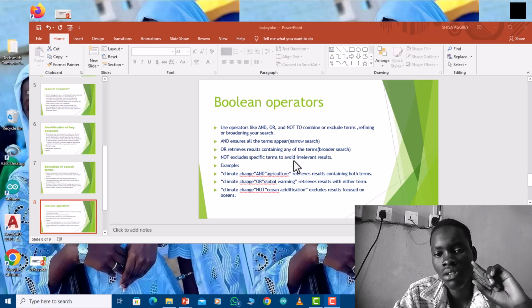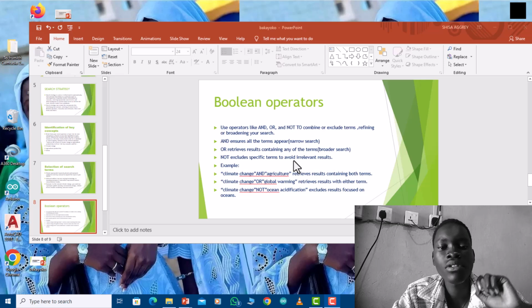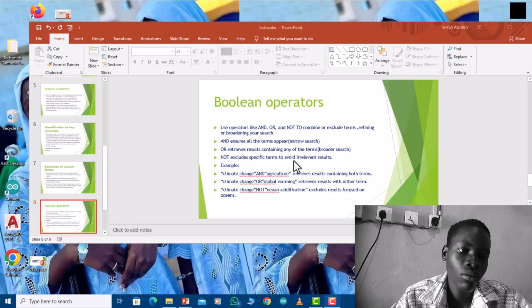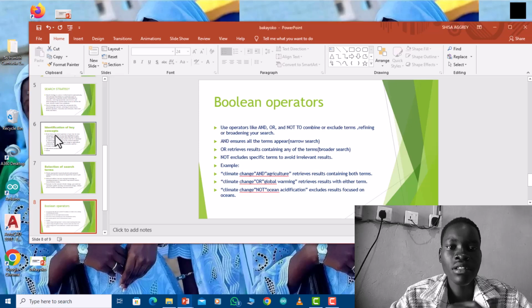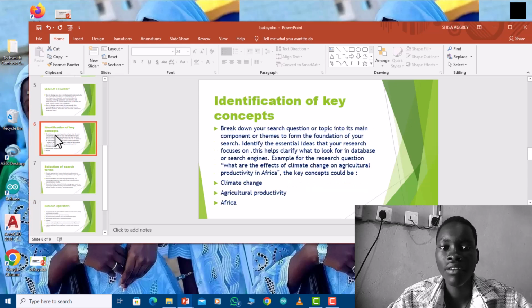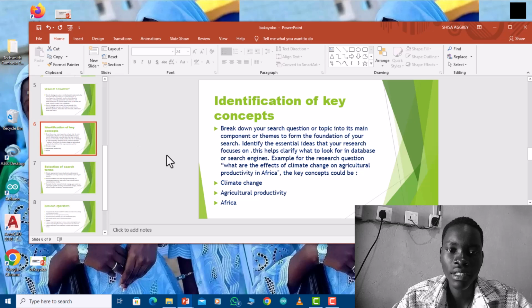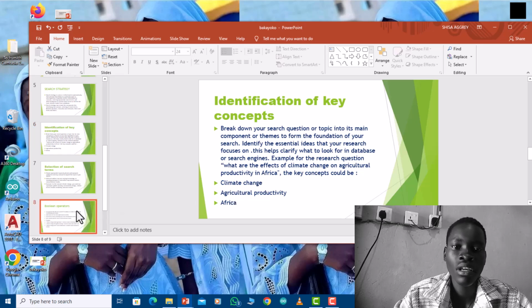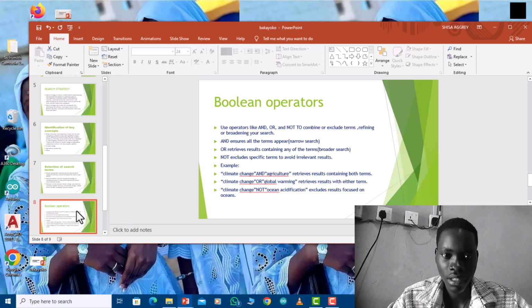Actually, you need not forget the key terms, the key terms you have to include. I told you in our slide number 6 about identification of key concepts. You have to break them down accordingly, do we still remember, so that you can come up with meaningful information. Coming back here to Boolean operators.